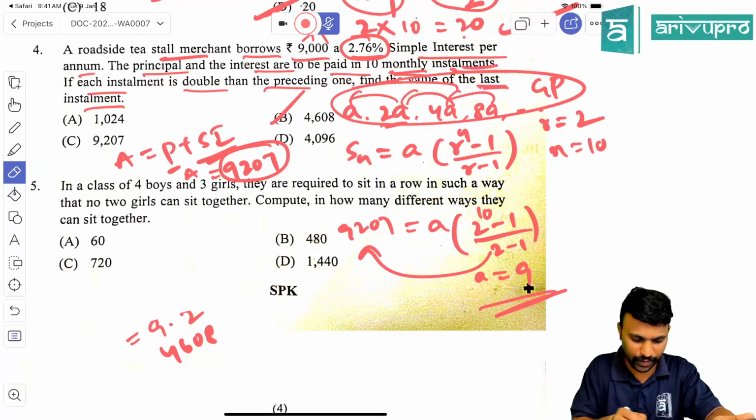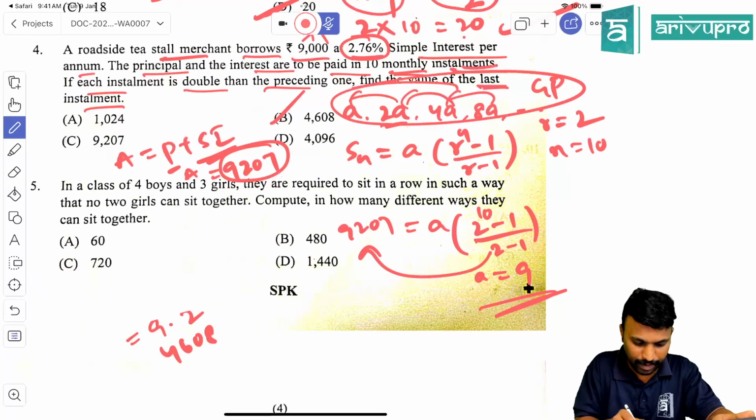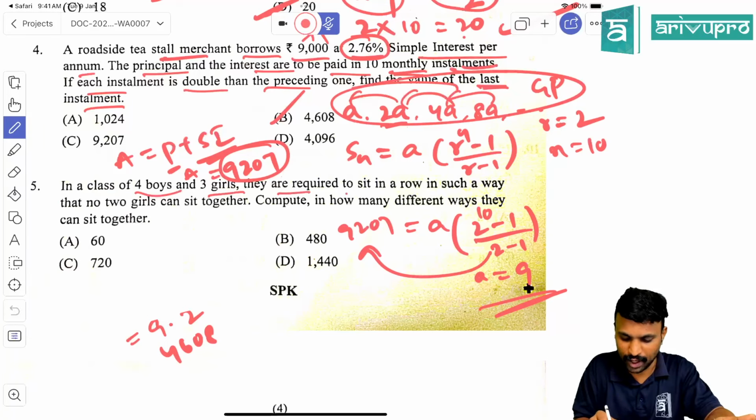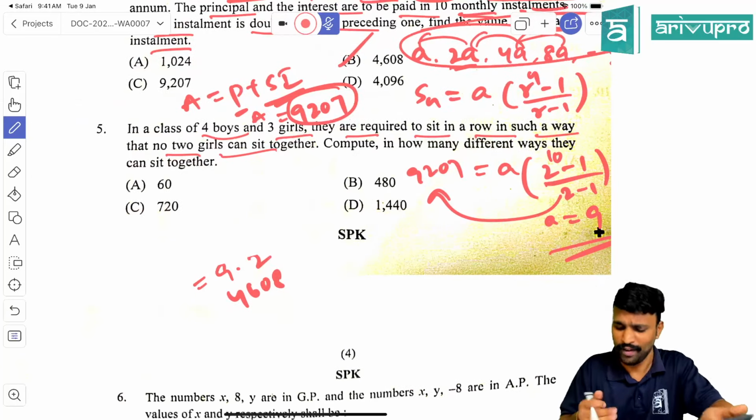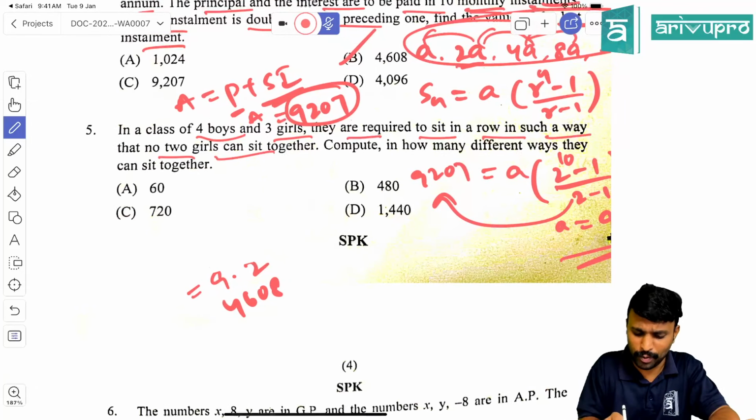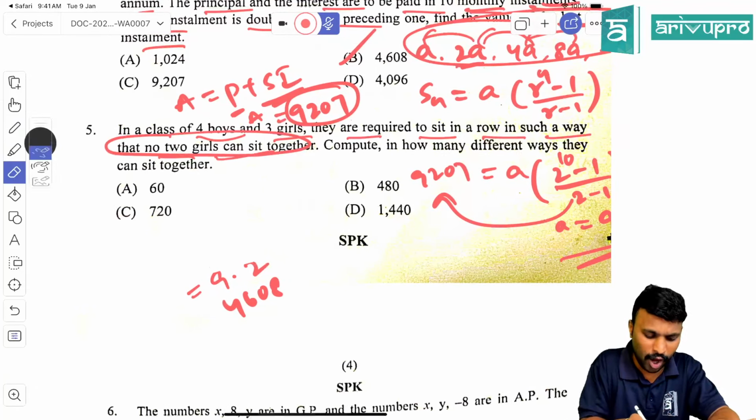The question is, there are 4 boys and 3 girls. They are required to sit in a row in such a way that no 2 girls sit together. Guys, this kind of question I have discussed in the marathon. Yes or no? Very easy to solve. 4 boys and 3 girls, and no 2 girls sit together. Whom would you arrange first? Boys. How many boys are there?